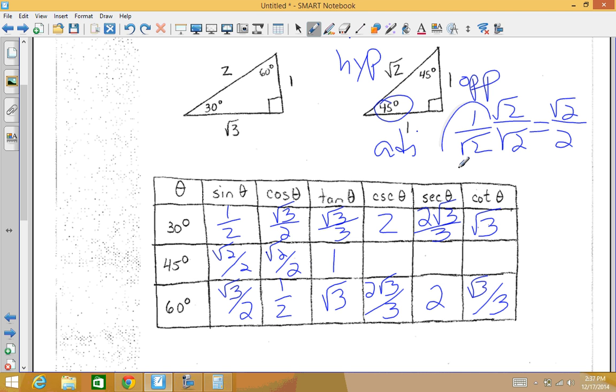Now again, if I refer back to the original of the sine, before we got rid of the radical off the bottom, we had 1 over the square root of 2. If I flip that over, I just get the square root of 2. Secant is the same thing, and flipping 1 is 1. So that would give you the 6 trig functions of 30, 45, and 60 degrees. This ends the lesson for 5.2.